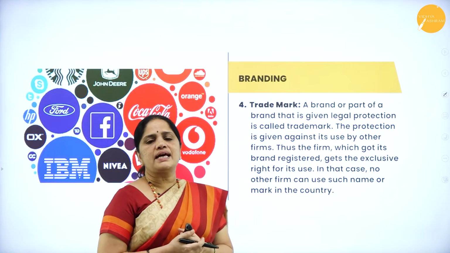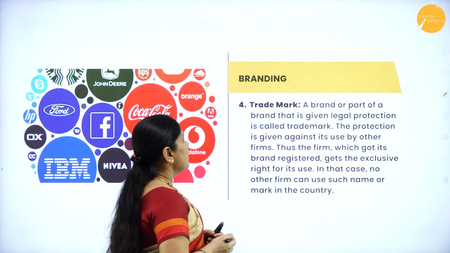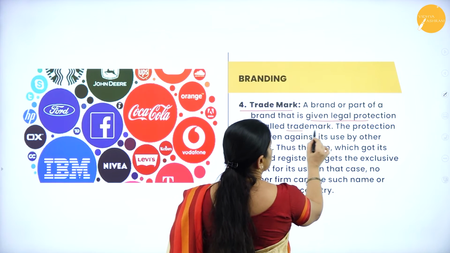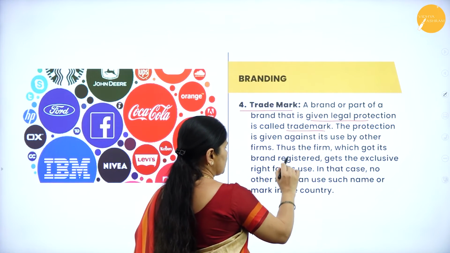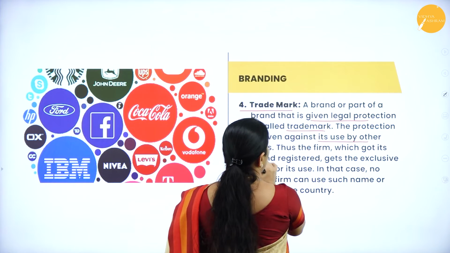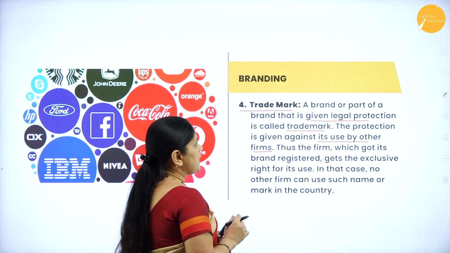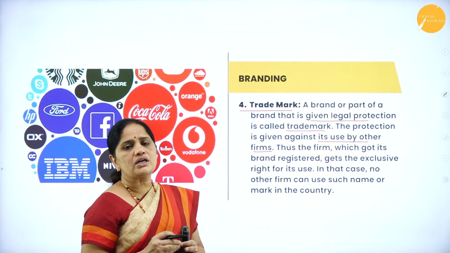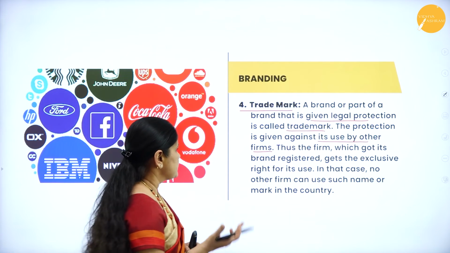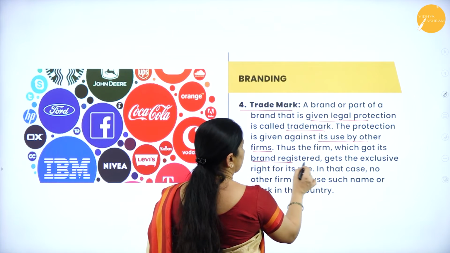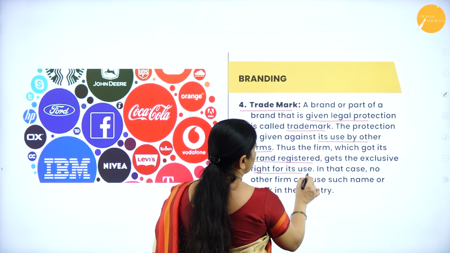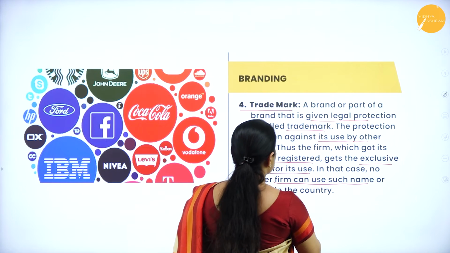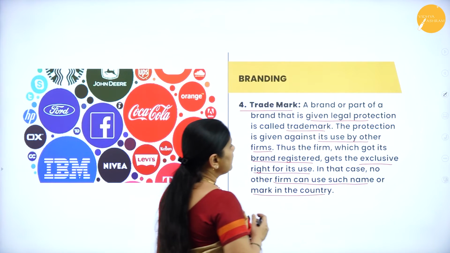Now let us understand what we mean by trademark. A brand or a part of a brand that is given legal protection is called a trademark. The protection is given against its use by other firms. This kind of trademark protection is given so that the trademark is not used by other firms. The firm which gets its brand registered gets the exclusive rights for its use. In that case, no other firm can use that name or mark in the country.